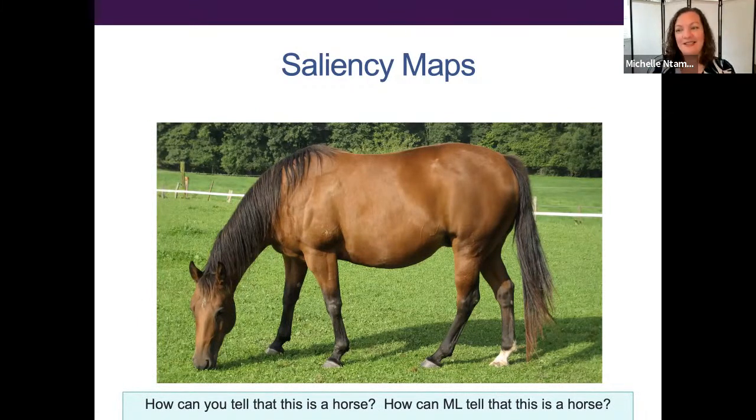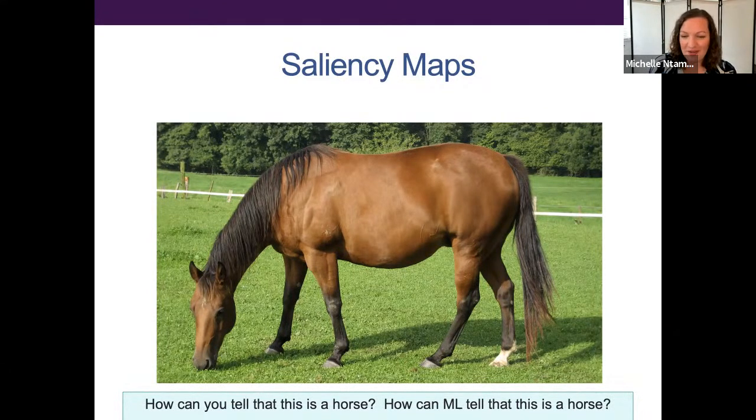Unfortunately, I cannot see the Slack or the chat. If I could, I would ask you the question, how can you tell that this is a horse? And how can machine learning tell that this is a horse? You should please feel free to discuss amongst yourselves how you can tell that this is a horse and how machine learning can tell that this is a horse, but I cannot see your answers. So I'm going to have to make some guesses as to what you might say.